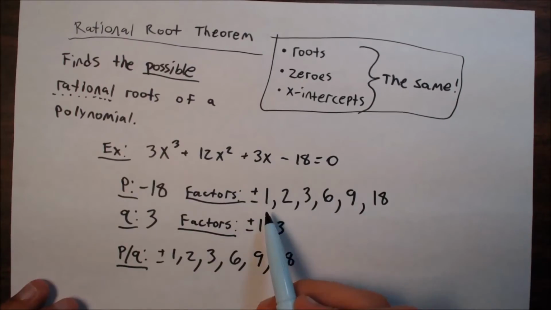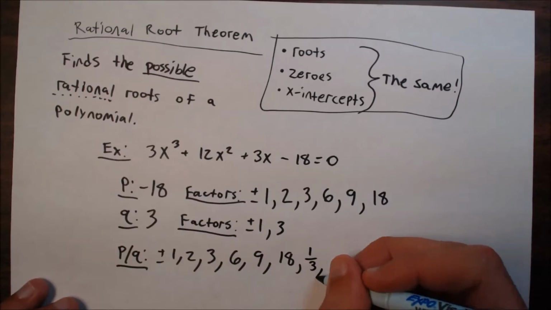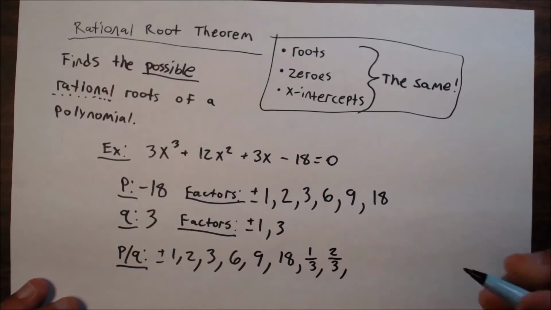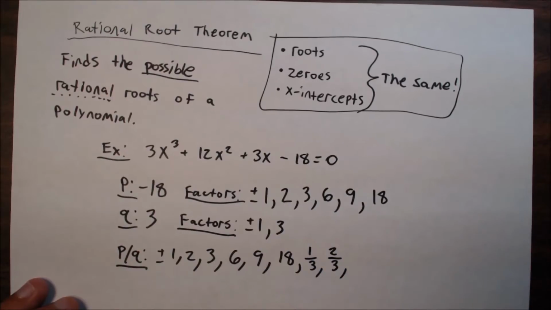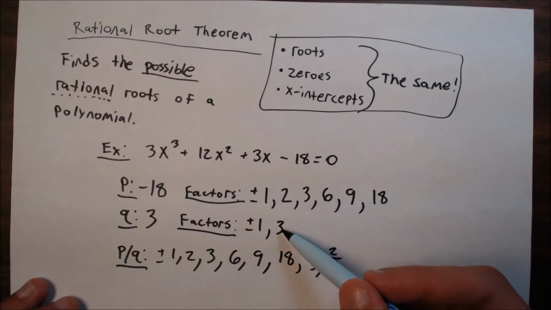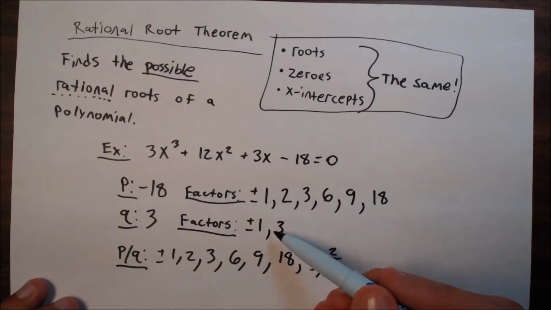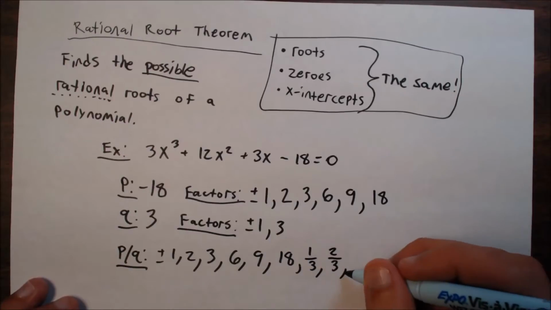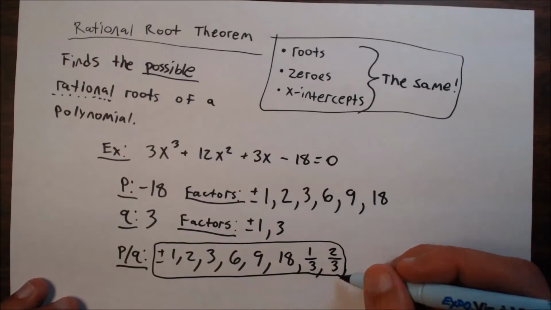In addition to that, we're going to have all of these numbers divided by 3. So 1/3, 2 over 3, 3 over 3, but 3 over 3 is just 1, and that's already in our list. 6 over 3, well, that's just 2, and that's also in our list. And all of the rest of the numbers are actually in the list already. 9 divided by 3 is 3. 18 divided by 3 is 6. And since those are already included, these are the possible rational roots.